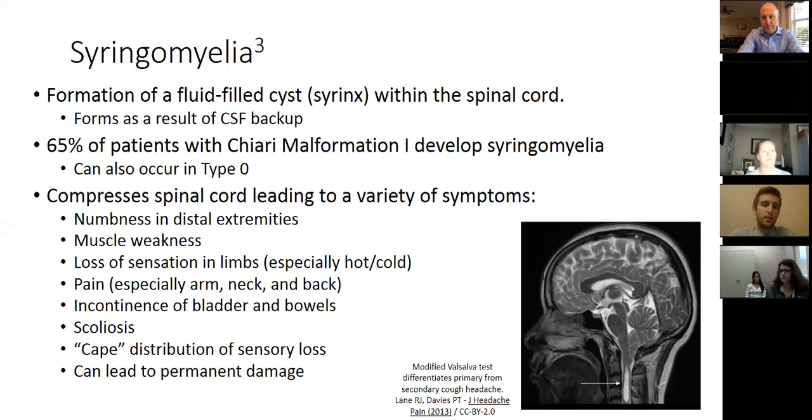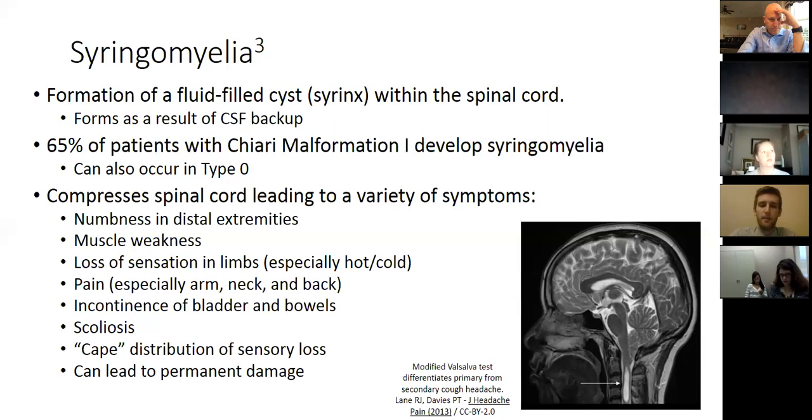These syrinxes compress the spinal cord, and they can lead to a variety of different symptoms. So patients can experience numbness, especially in hands and feet, muscle weakness just from the spinal cord compression, loss of sensation in their limbs, pain, especially neuropathic pain in arms, neck, back, incontinence of bladder and bowel, which is something you'll see a decent amount with syringomyelia. Scoliosis, so whether scoliosis is caused by the syrinx or scoliosis is helping contribute to the syrinx is somewhat a question, but you can see that with syringomyelia in many cases.